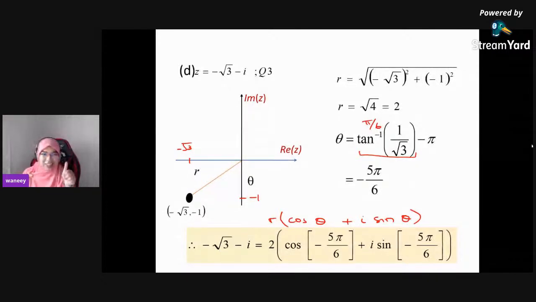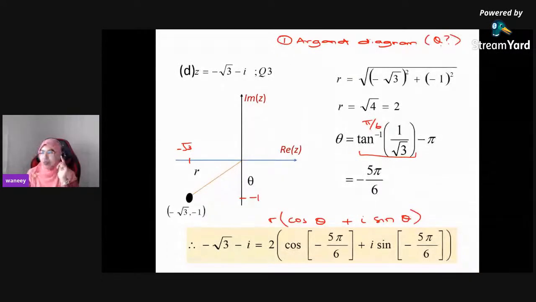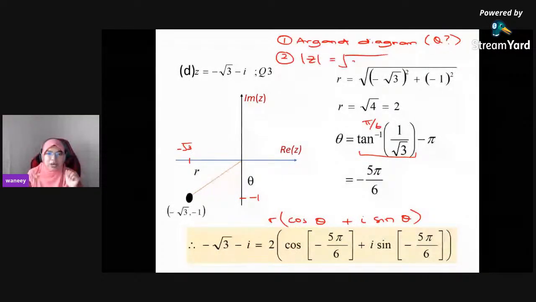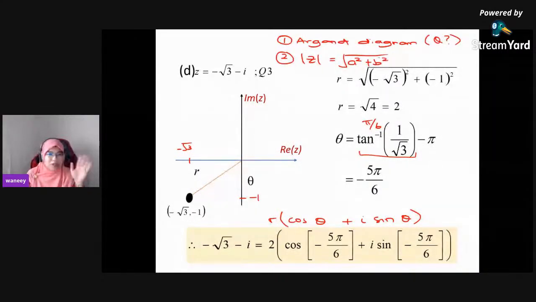Okay, the first one, I will give it step by step. The first one, do make sure to draw the Argand diagram. Why do we need to draw the Argand diagram? We need to know which quadrant we are in. Quadrant 1, quadrant 2, quadrant 3, quadrant 4. Second, you calculate the modulus of Z. You simply use the formula, the square root of a squared plus b squared, to calculate the modulus of Z.